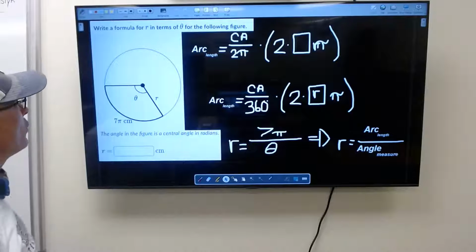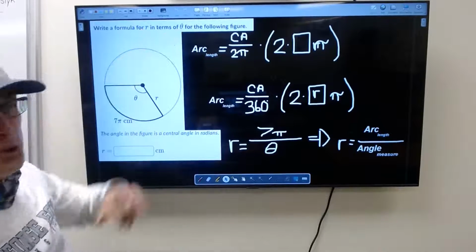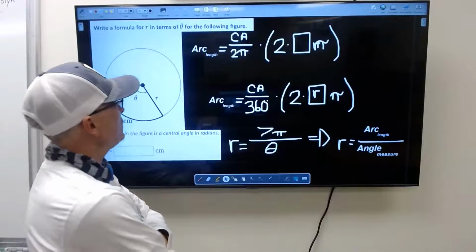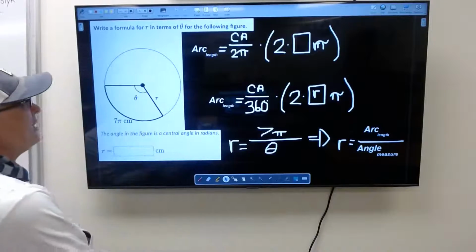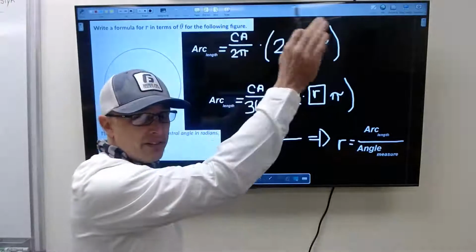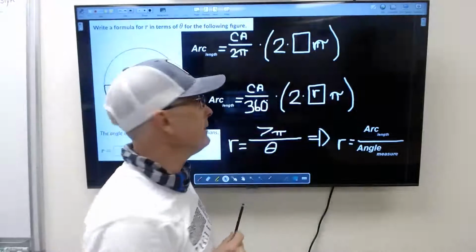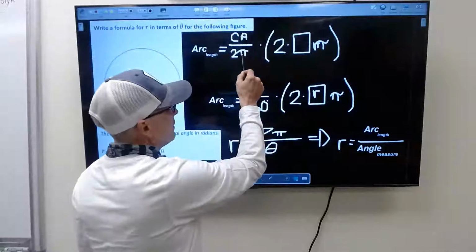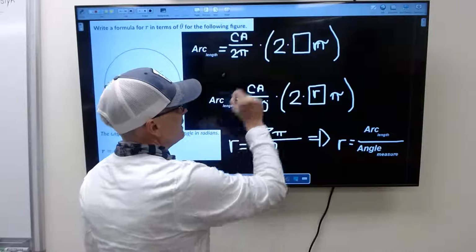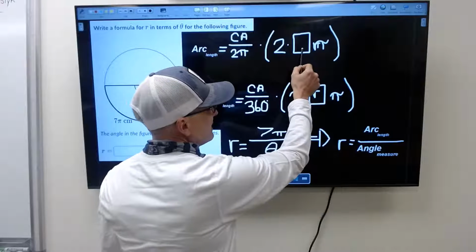All right, so write a formula for r in terms of theta. Now we're dealing with 2 variables here for the following figure. Now, arc length. We've been dealing with the central angle, whatever they're giving us, radians or otherwise, divided by 2 pi. Okay? Because that's a fraction of the whole circumference. Then we times it by the actual circumference equation, which is 2 times the radius.